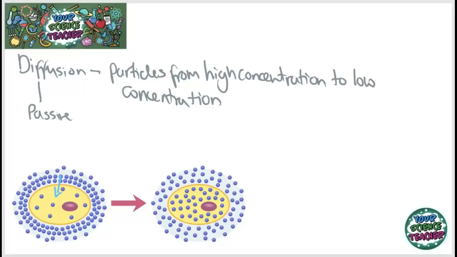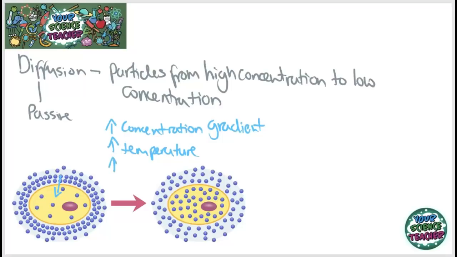Now, there are a few things that you can do to increase the rate of diffusion. You can increase your concentration gradient. That means have a greater number of particles on the outside than the inside so that they will move into your cell. You can increase the temperature. The higher the temperature, the faster particles move around, so this is why diffusion happens at greater speeds. And you could increase the surface area.